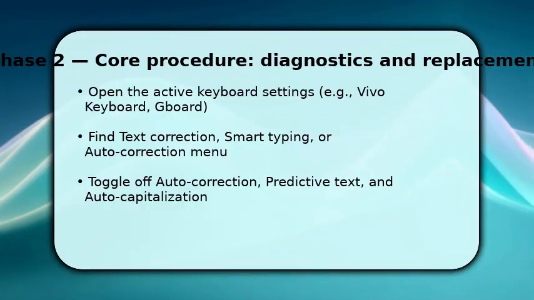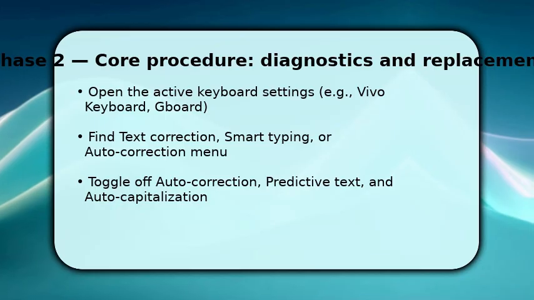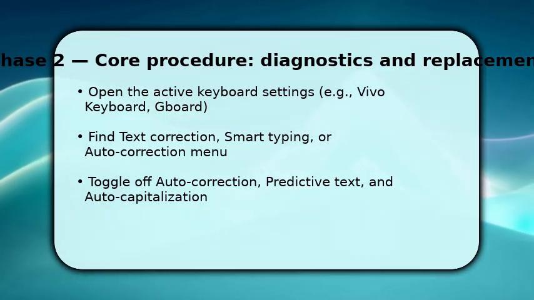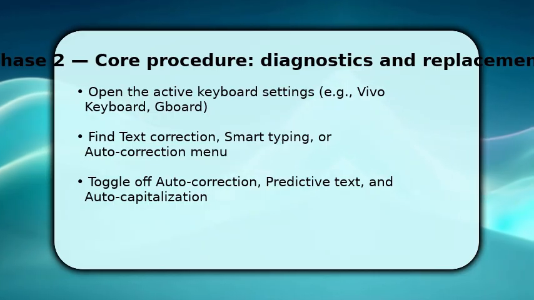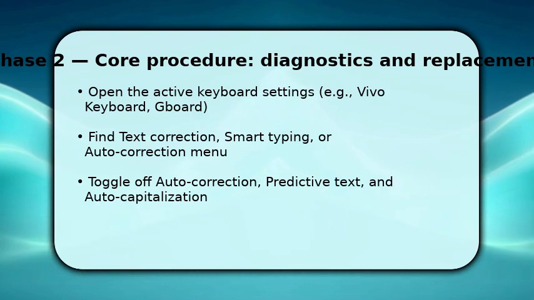Turn each of those switches off, one at a time, and watch the descriptions change so you know what you disabled. If the keyboard offers languages, verify autocorrect is off for each active language. Once done, press back. Make sure the changes persist by opening any messaging app and typing a few test words.